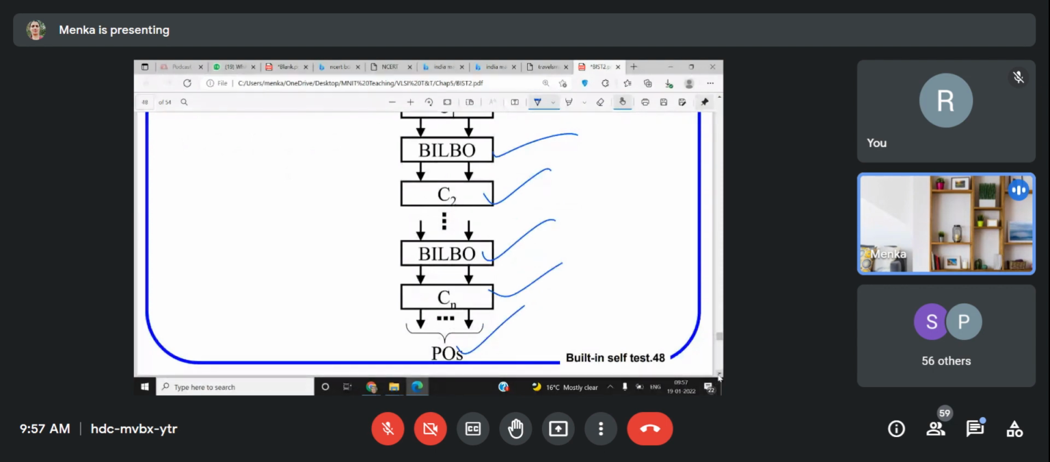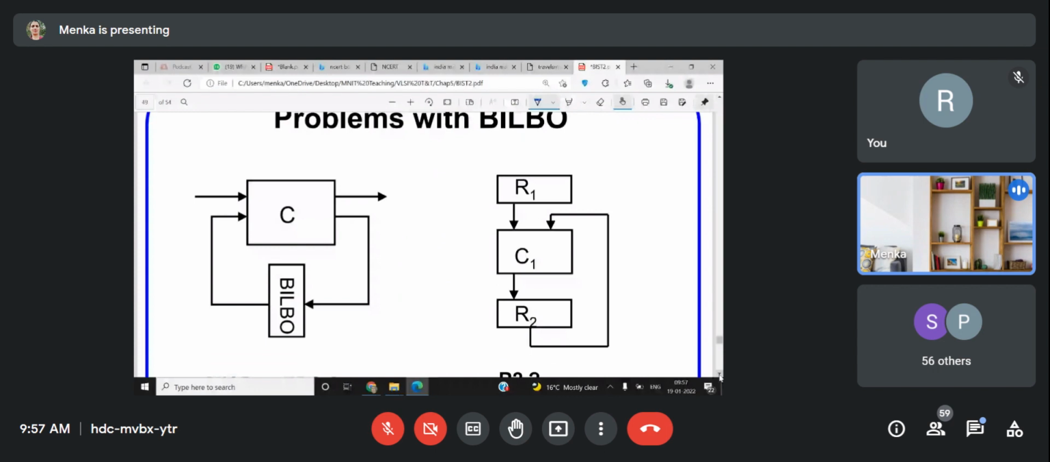What are the problems faced by BILBO? So the problems faced by BILBO are somewhat like this.